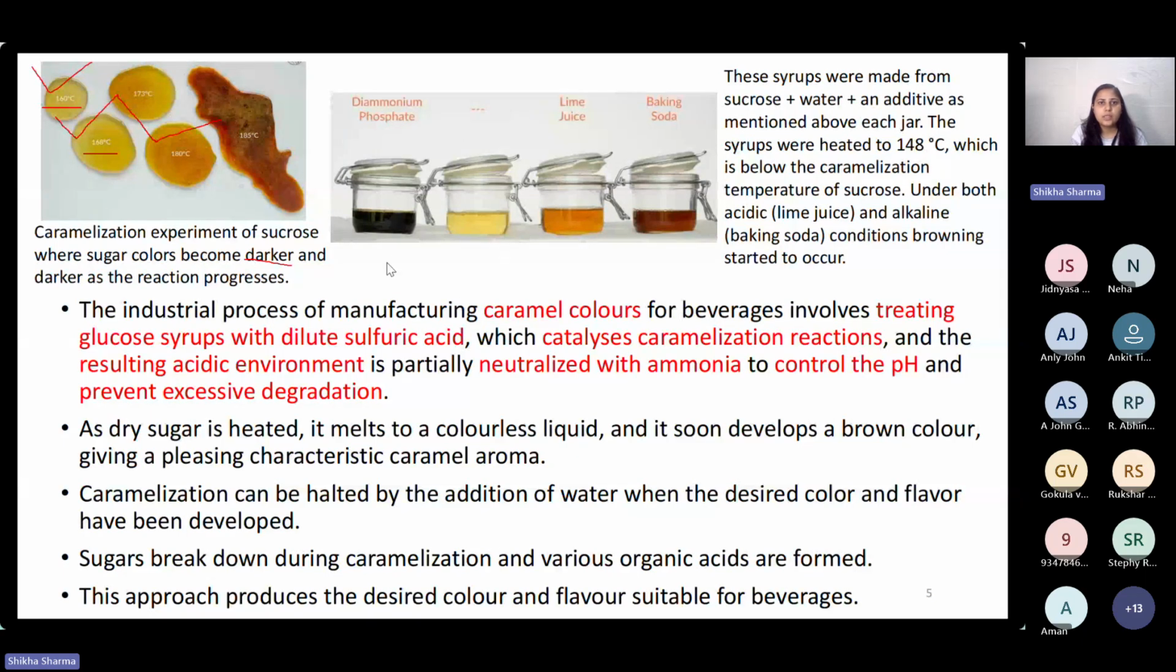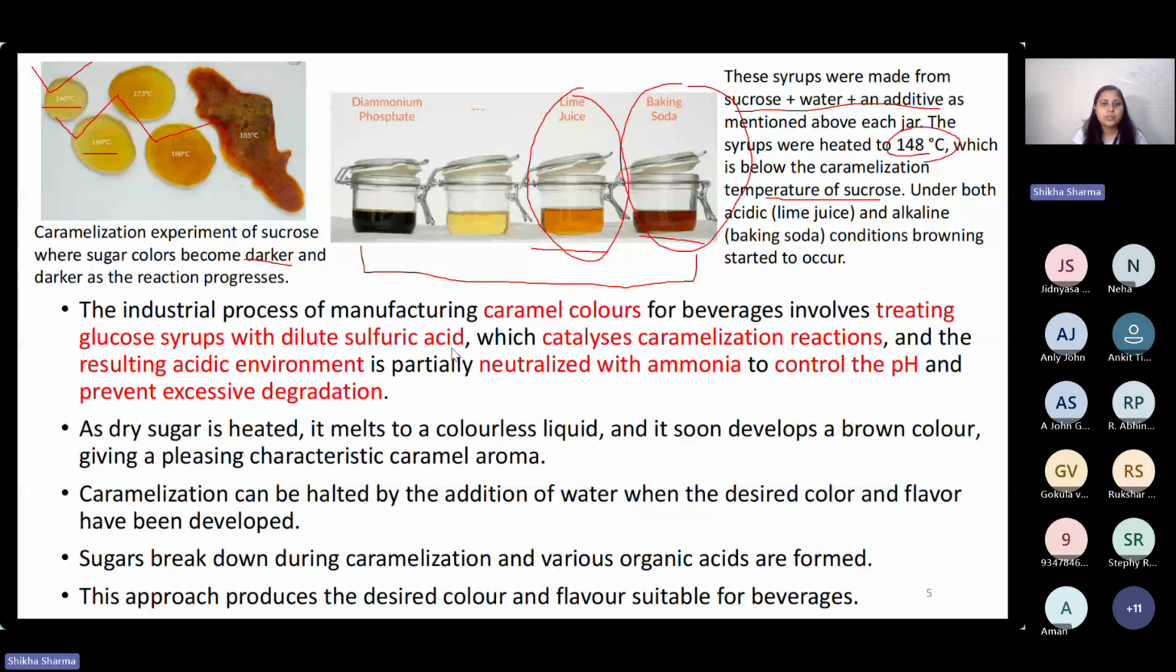Also, we can see here there are different syrups containing sugar, water and additives. When we heat these syrups up to 148 degrees Celsius, the caramelization reaction happens for the sugar. This one has lime juice, so the reaction is taking place under acidic condition, and this one has baking soda, which means the reaction is taking place under alkaline condition. So we can see if we change the pH, the color is also very different for the caramel browning.